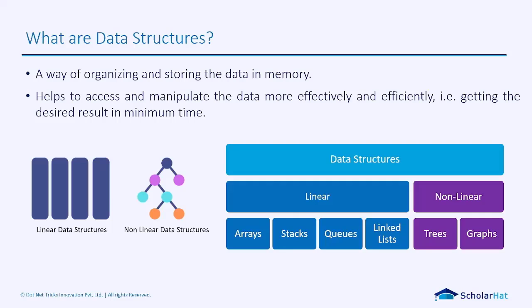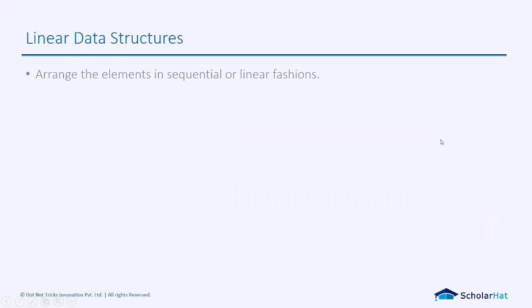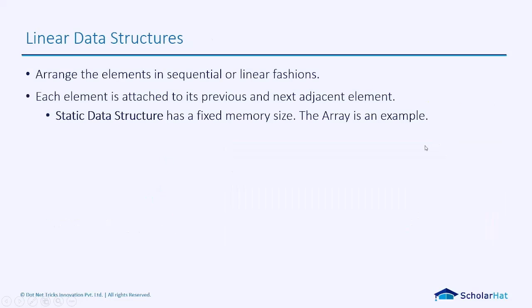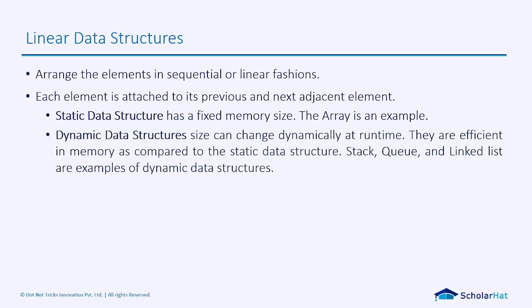If you have any query right now about what is a linear data structure and a non-linear data structure, don't get confused, because we'll understand each thing one by one. Moving forward to linear data structures. The arrangement of elements in a sequential or linear fashion, in a single line, is called a linear data structure. Each element is attached to its previous and next adjacent element. We can call this an element or a node. So one node is connected to the other node, and they are in a single line. That is what a linear data structure is.